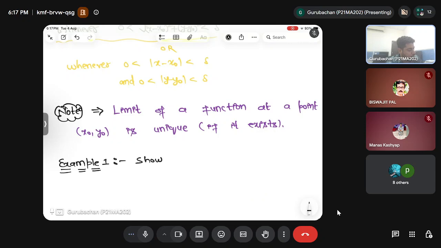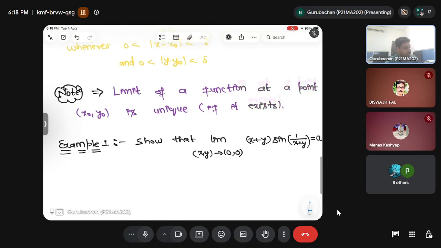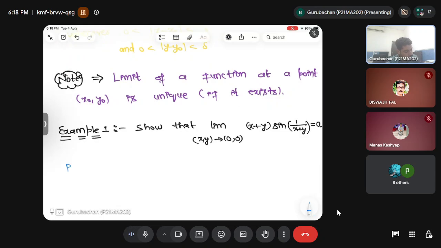Show that the limit as (x, y) tends to (0, 0) of (x plus y) sine (1 by (x plus y)) is 0. The simplest example is this. So any idea how can we show this?